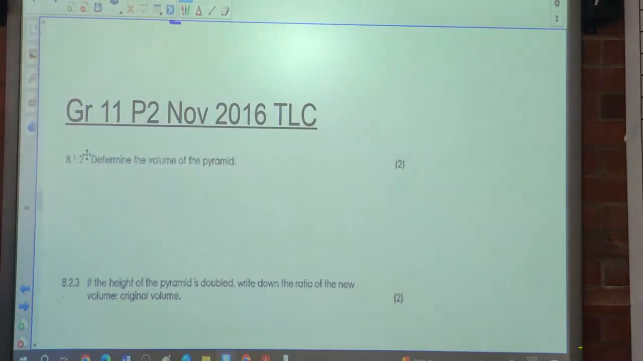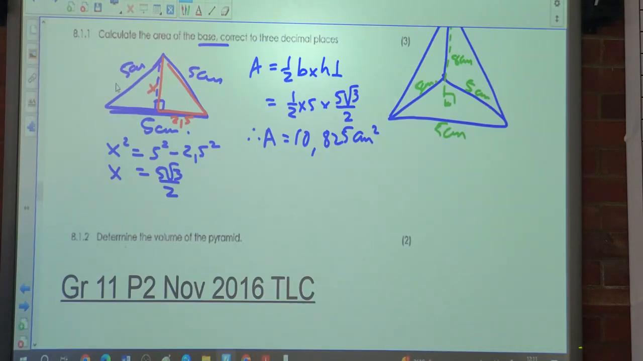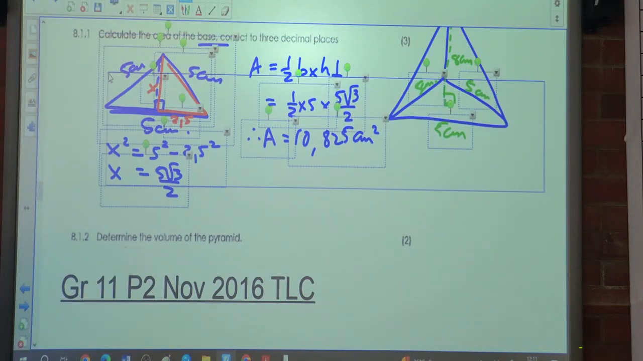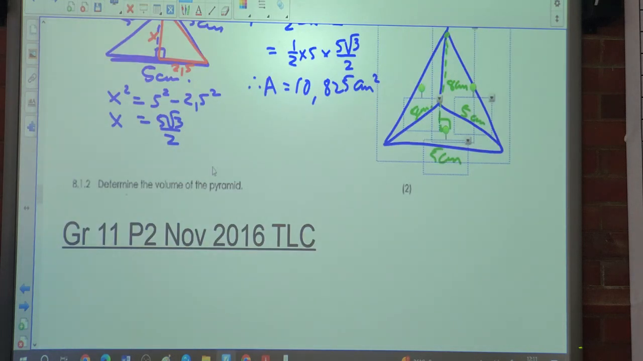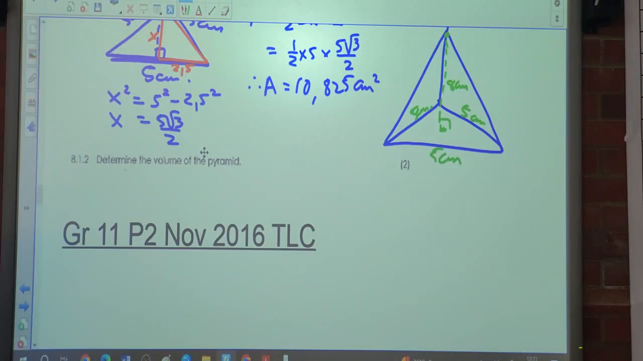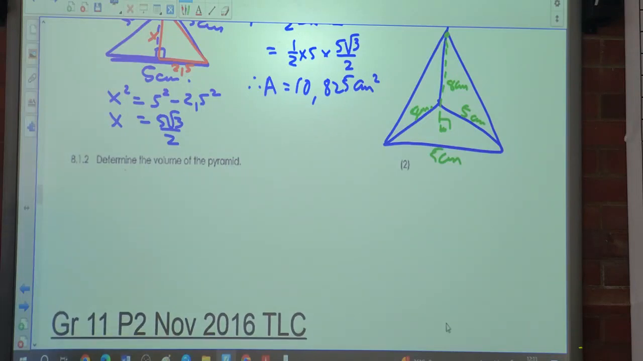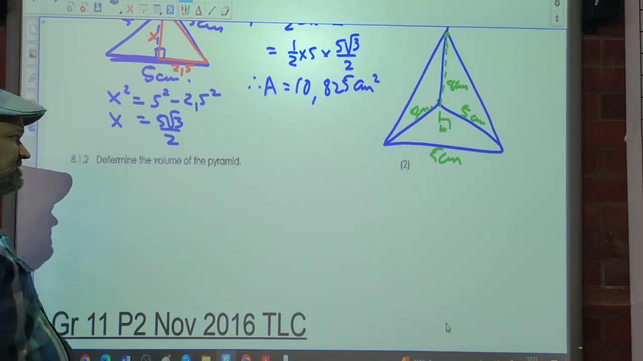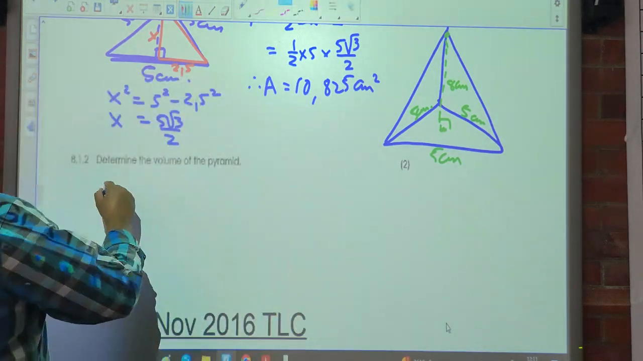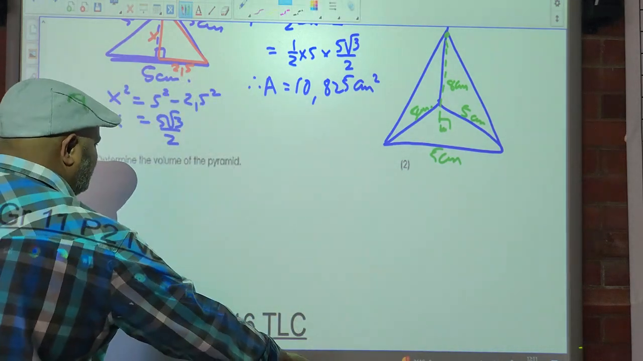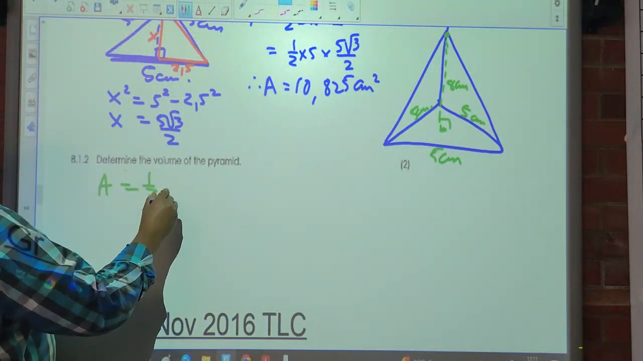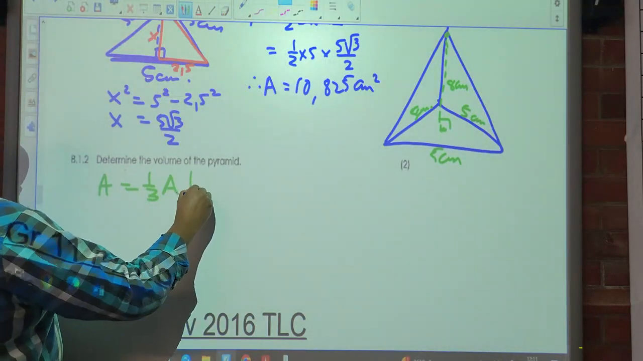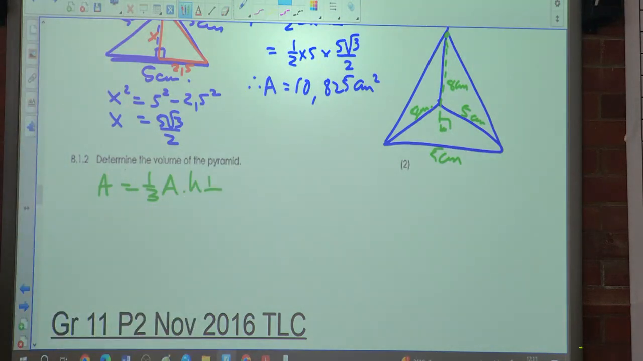So let's look at the next question. 8.1.2 says determine the volume of the pyramid. How do you calculate the volume of a pyramid? Of this pyramid? You guys wrote on this section today. A third, yes, a third. So the volume is going to be a third area of base times height. A third area of base times the perpendicular height to the depth of this object.